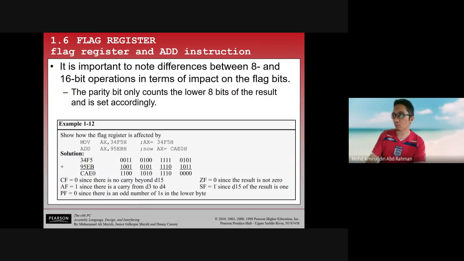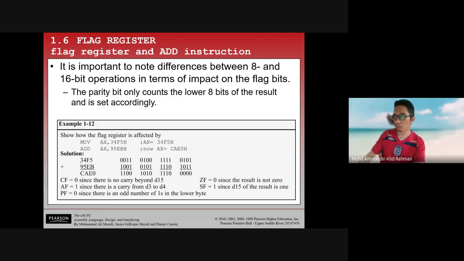It is important to note the difference between 8-bit and 16-bit operations in terms of the impact on the flag bits. The parity bit only counts the lower 8 bits of the result and is set accordingly. Let's look at example 112, to see how the flag register is affected. Also an addition, but now we add 16-bit numbers. Before this, we added only 8-bit numbers.